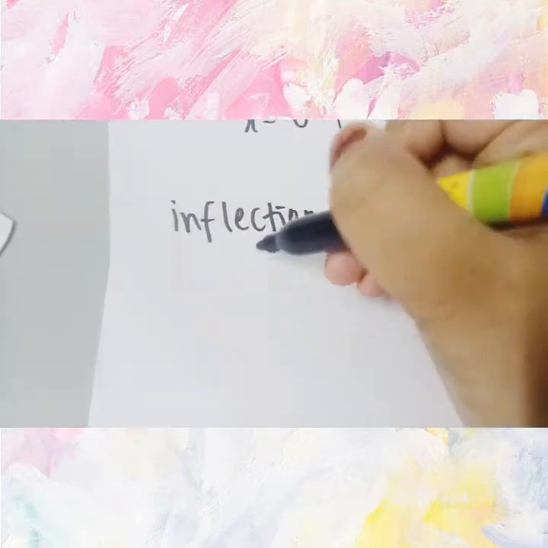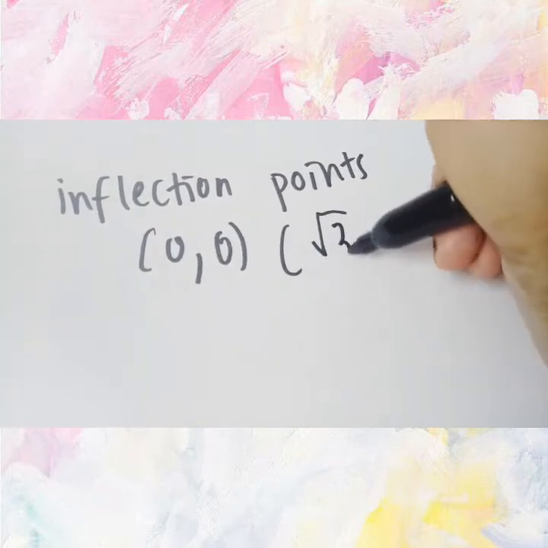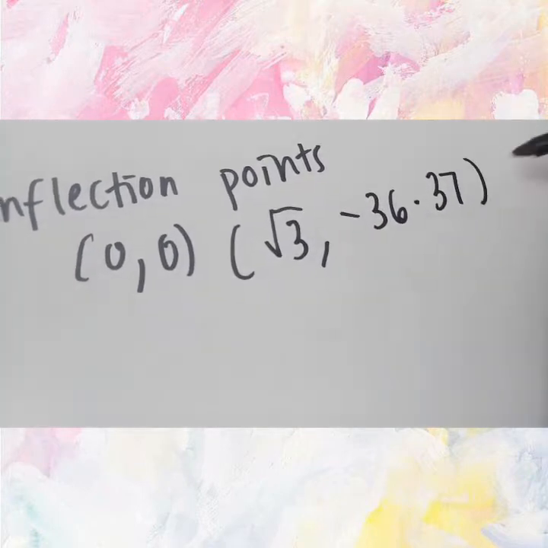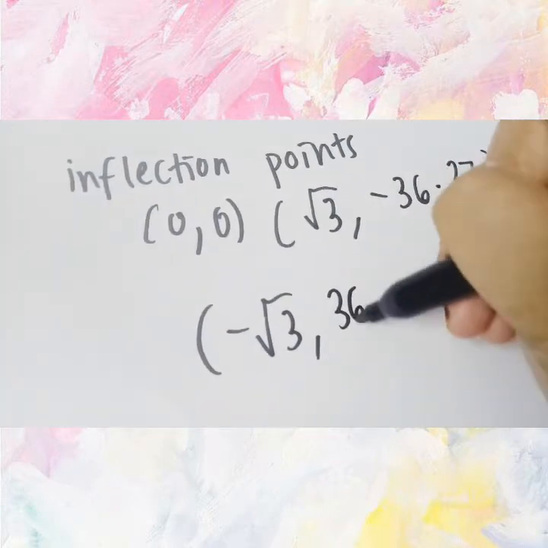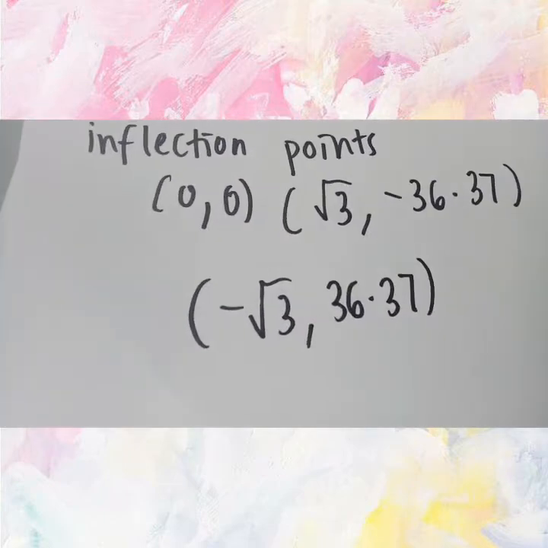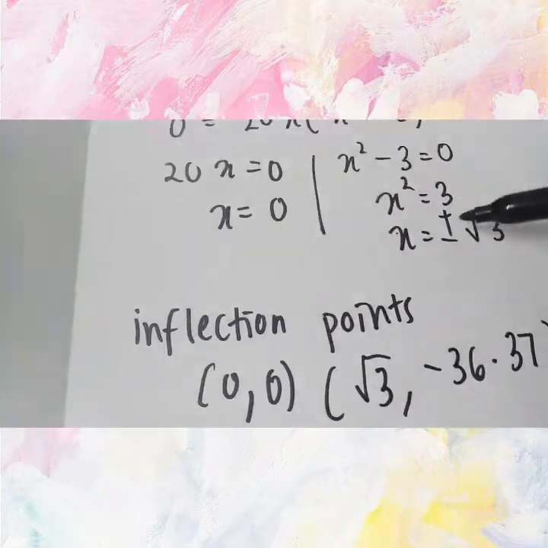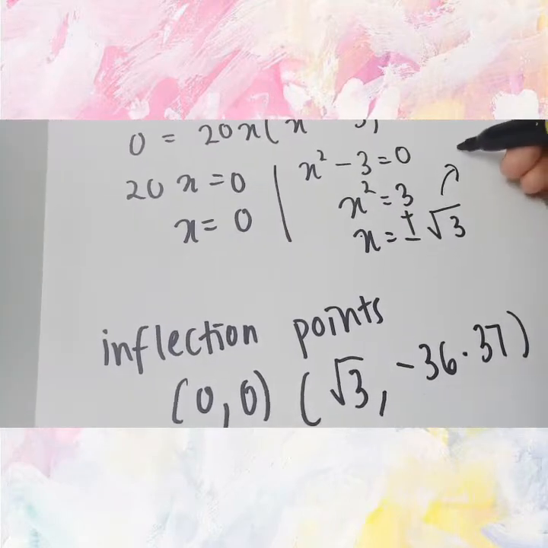So the inflection points will be (0, 0), and then (square root of 3, negative 36.37), and (negative square root of 3, 36.37). How do I get these points? You have to substitute the values of x that we got here into the original f(x).